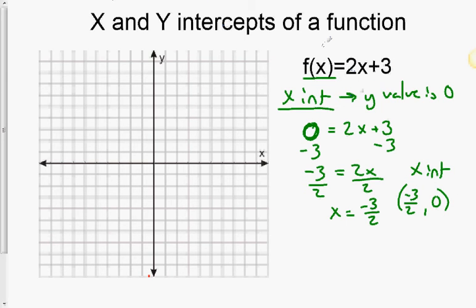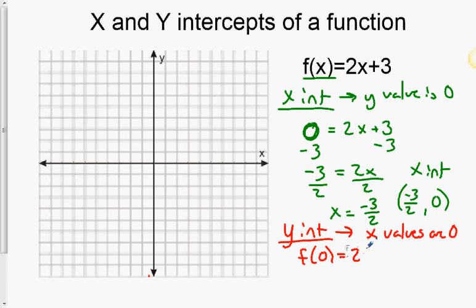Now if we're looking at a y-intercept in a very similar way, we know that a y-intercept is going to be where x values are 0. And so we substitute in 0 for x into our function. Just to give you an idea of what that looks like, f of 0, plugging in 0 in place of x, is equal to 2 times 0 plus 3. Now 2 times 0 is of course 0, and if we add 3 to that, we get f of 0 is equal to 3.